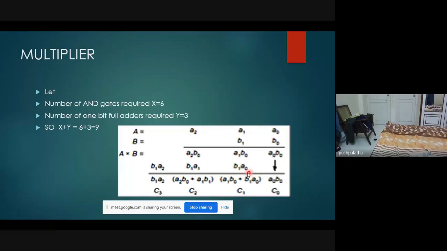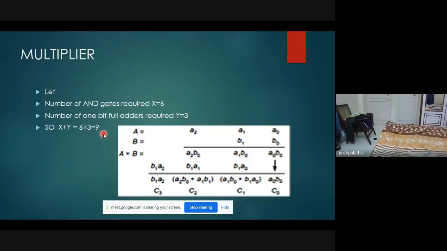A2 actually this is B0 and then A2 B1. So you require another adder. And then B1 A2. So you need 6 AND gates, and to add all these you need 3 full bit adders. So totally 6 AND gates and 3 adders. 6 plus 3 is equal to 9. It is as simple as that.